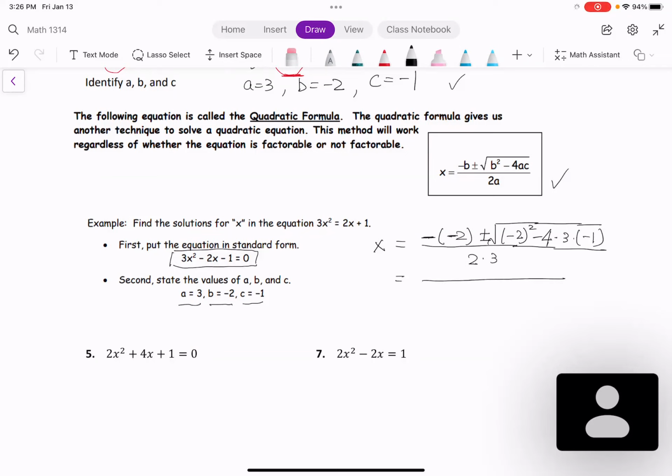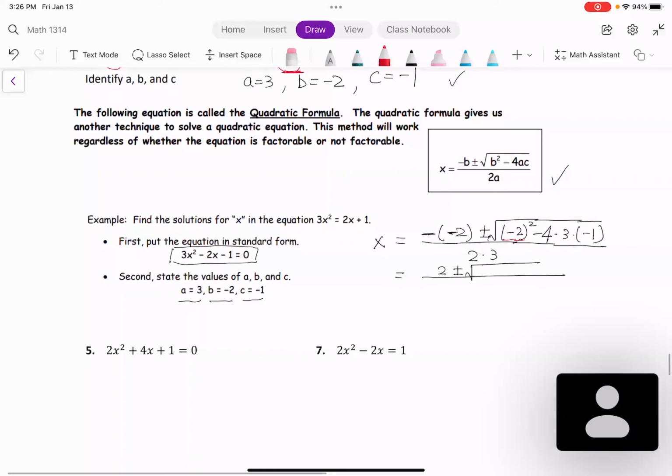Let's simplify the expression. Negative negative is positive. We have 2 plus or minus, in the radical sign, we have negative 2 squared, which is negative 2 times negative 2. That's 4. Minus negative, so that's positive, plus 12. And at the bottom, it is 6.